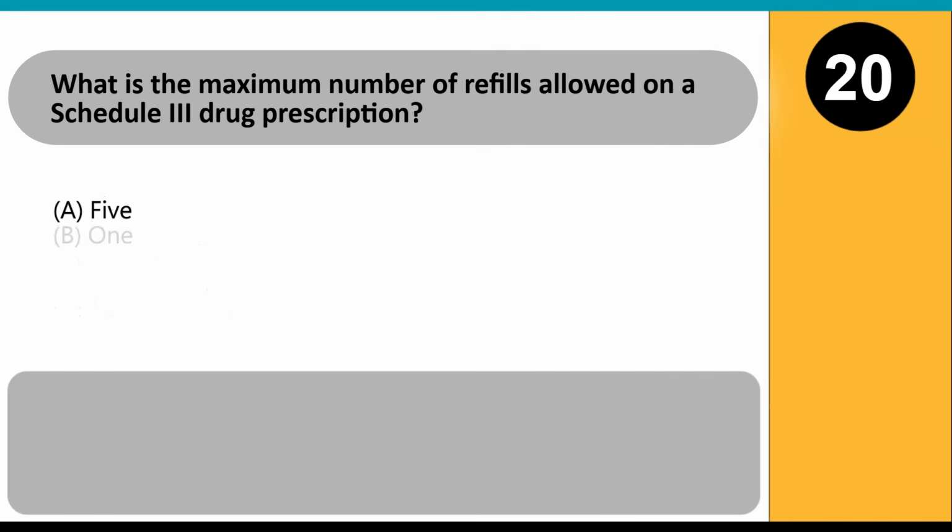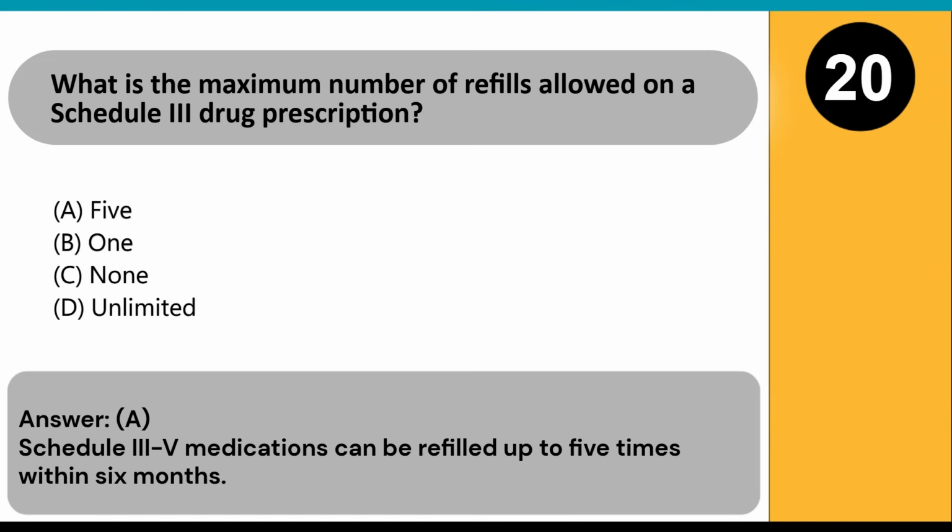What is the maximum number of refills allowed on a Schedule 3 drug prescription? A. 5. B. 1. C. None. D. Unlimited. Answer: A. Schedule 3 through 5 medications can be refilled up to 5 times within 6 months.